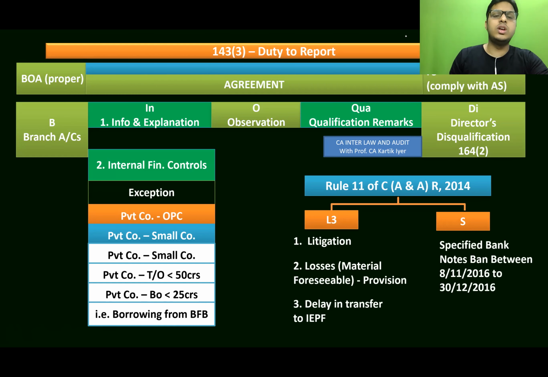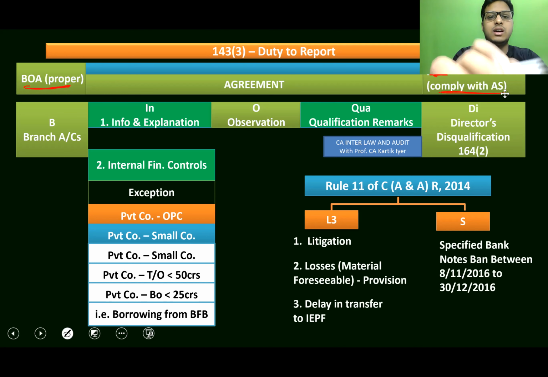Okay. So here they have said what are the duties of the auditor in terms of reporting. The auditor should first check whether the books of account are proper or not. Second, whether the financial statements comply with the accounting standards or not. Third, they have said here whether the books of accounts and the financial statements are in agreement with each other or not. Agreement with each other. Very simple.